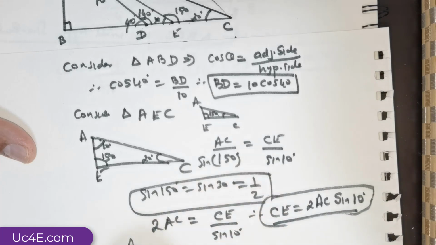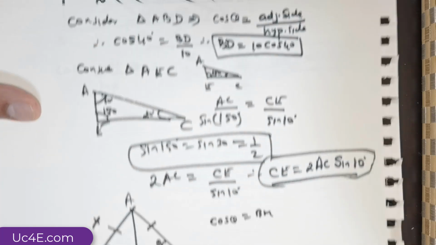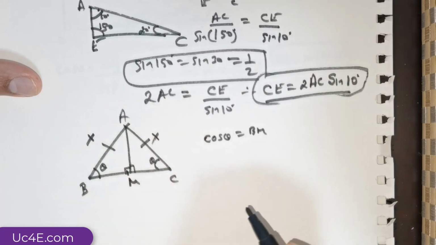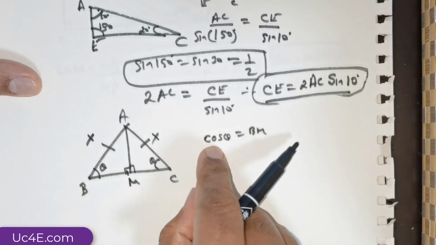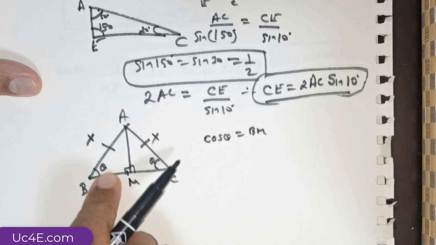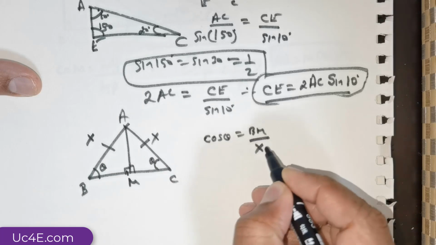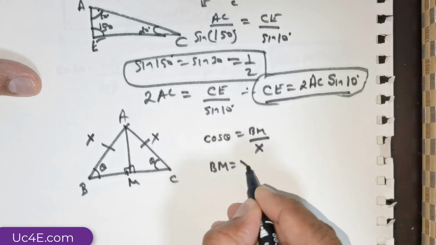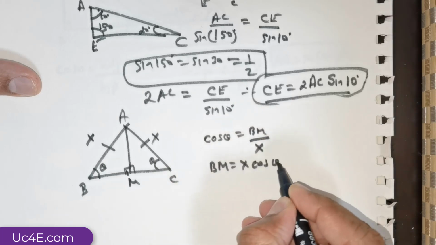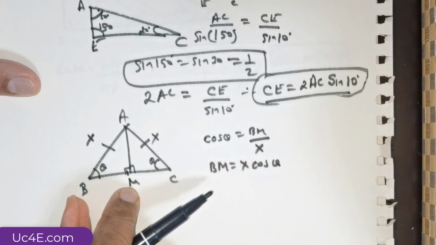Or if you want, you can take this as x. Just take this as x. Let me just take this as x and x. So cos theta is equal to BM over x. So BM is equal to x times cos theta. So this is BM, right?